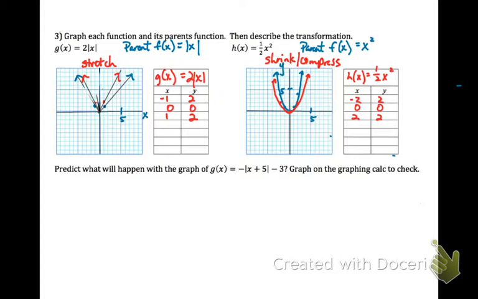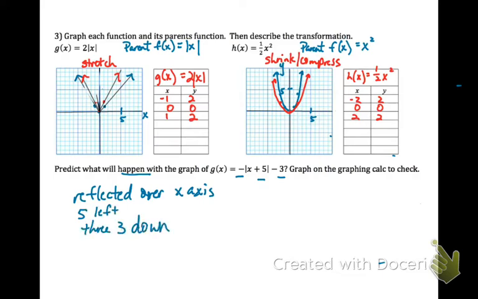Now, predict what's going to happen to the graph g of x equals negative times the absolute value of x plus 5 minus 3. Well, I bet you remember with a negative, that means that this graph, which will be a V-shaped graph because it's absolute value, will be reflected. Because we have a 5 added into the x, that's actually going to shift it to the left. And we'll talk more about that in later concepts. And then the -3 is going to shift it 3 down. All right, that concludes part 1 of our concept 2, which is parent functions and transformations.